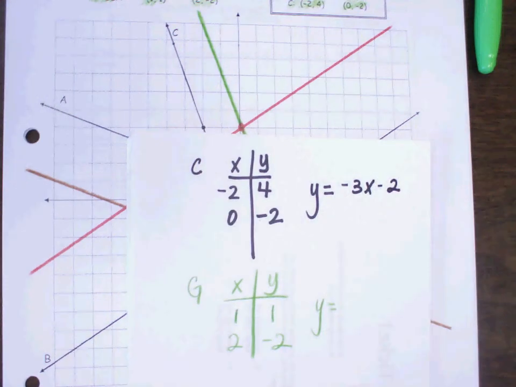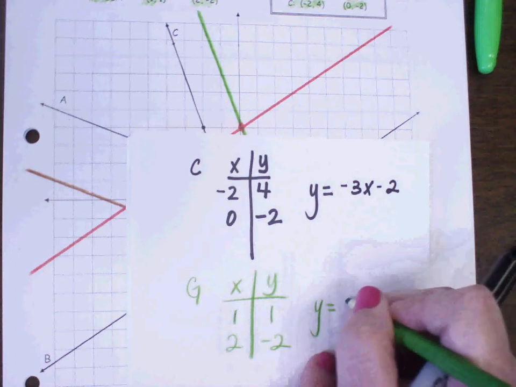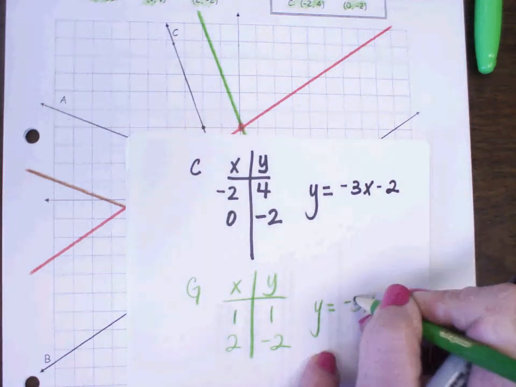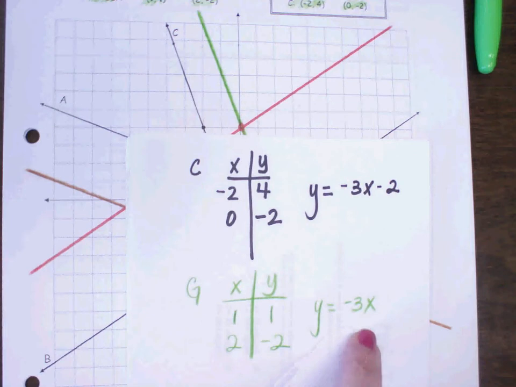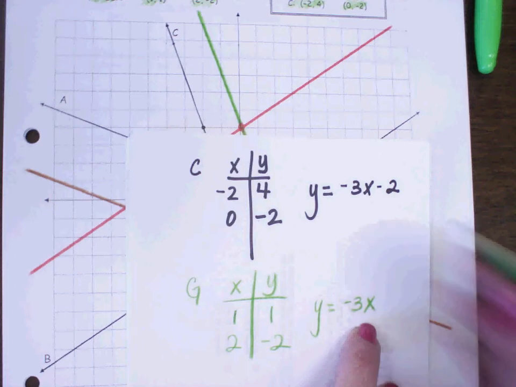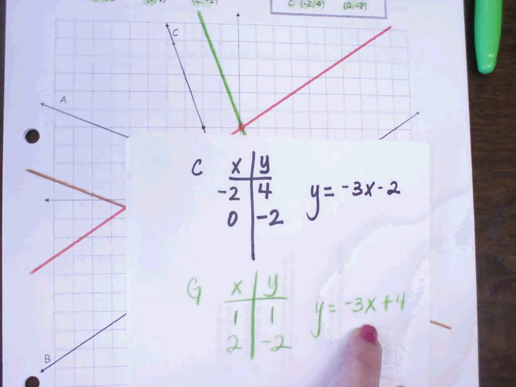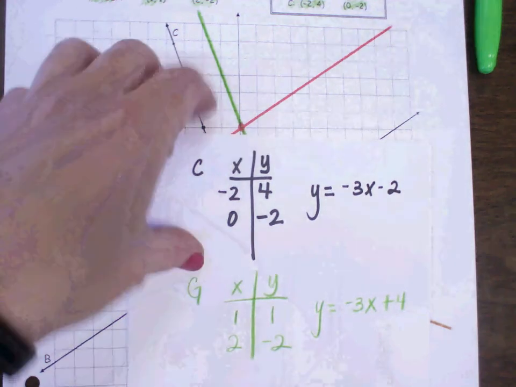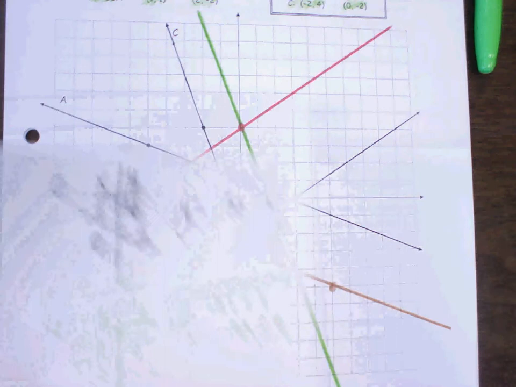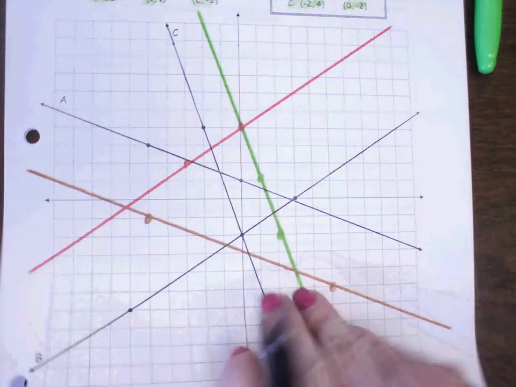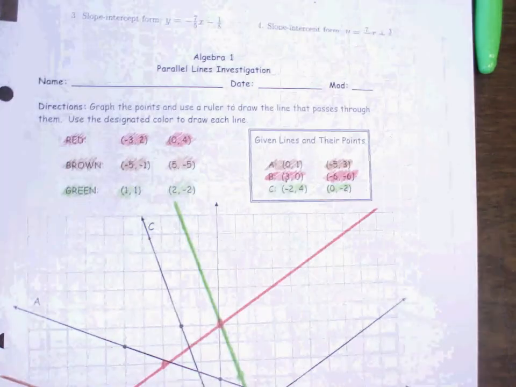Minus 2? All right, so that was for C. All right, let's do green now. If our hypothesis is correct, there should be negative 3 as well. Plus 4. Yay? All right, let's go to the back. So we can definitely say that slopes are what? The same on parallel lines. Very good.